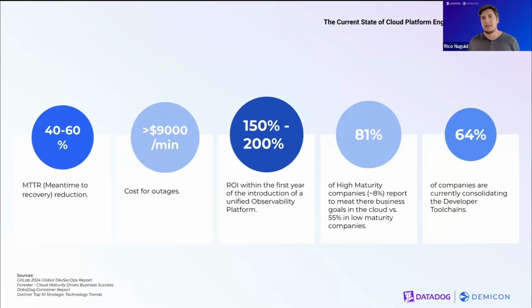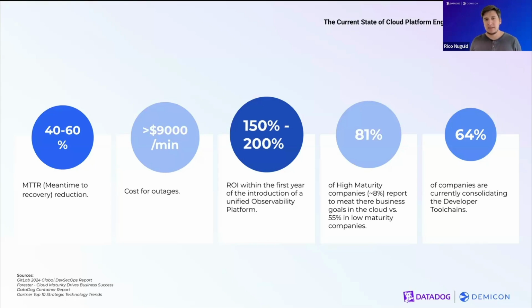What's also interesting to look at in this regard is the cloud adoption and maturity models a Forrester study has showcased. There you see that 80% of the high maturity companies in cloud adoption are actually reaching their goals in the cloud. And one of the ways to increase your maturity in cloud adoption is also to have a centralized observability platform.